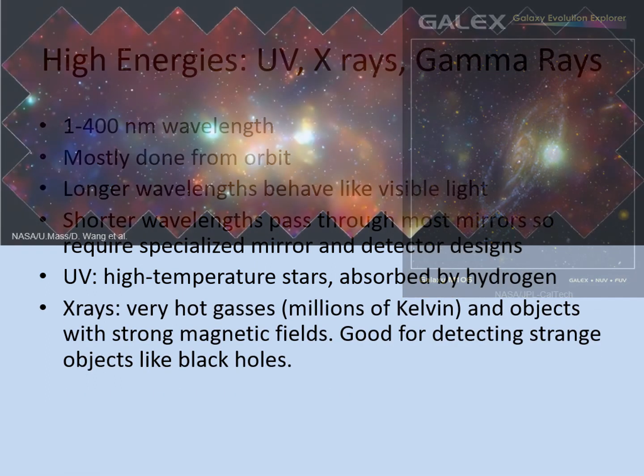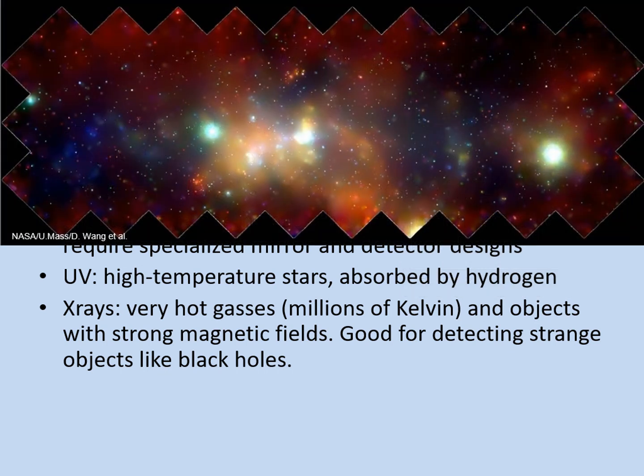X-ray light is dominated by very hot gases, often millions of Kelvin, and objects with very strong magnetic fields. This makes X-rays ideal for finding some of the strangest objects in the sky, including black holes and neutron stars.